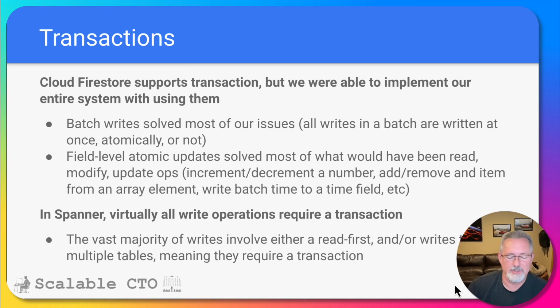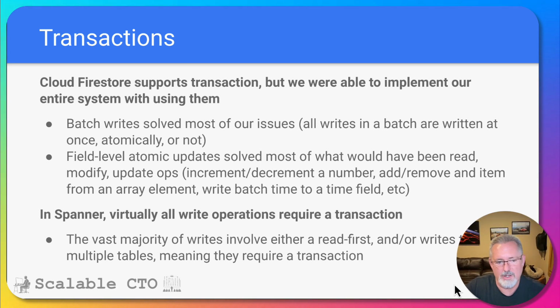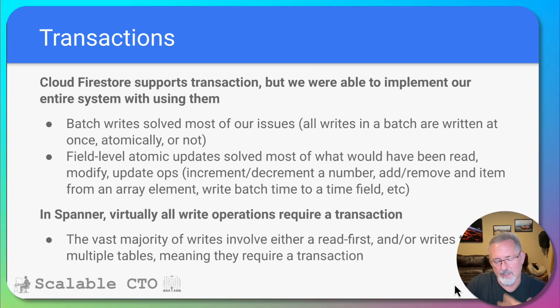In Spanner, virtually every write operation you do is going to require a transaction. So literally everything you do, you're either going to be writing to multiple tables, which in our case we almost always do, because even if we're doing a simple operation, we're writing a log record at the same time. So you're always going to be writing to multiple tables, and so if you want to commit those atomically, you're going to need a transaction. And if you do any kind of read first write, and in our case, a lot of the read first write is just reading to see if the record exists or not, to know if you're doing an insert or an update, even that requires a transaction.